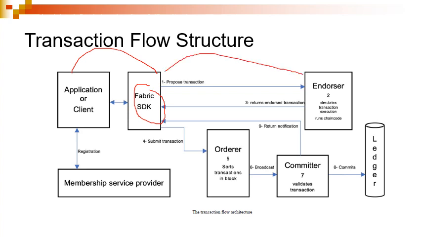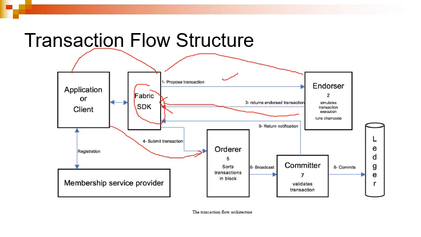Through this SDK, the application will send a request to the endorser nodes. These applications can propose a transaction. You can see this, propose a transaction. Then the endorser will simulate the transaction. After simulating the transaction, it will return the transaction back to the application. Then the application will send this transaction to the orderer nodes.